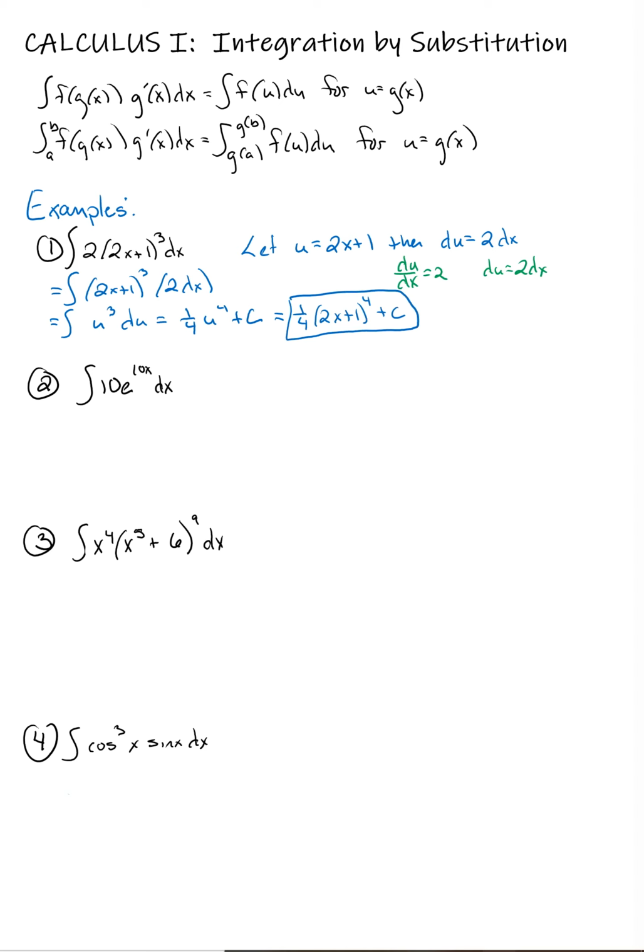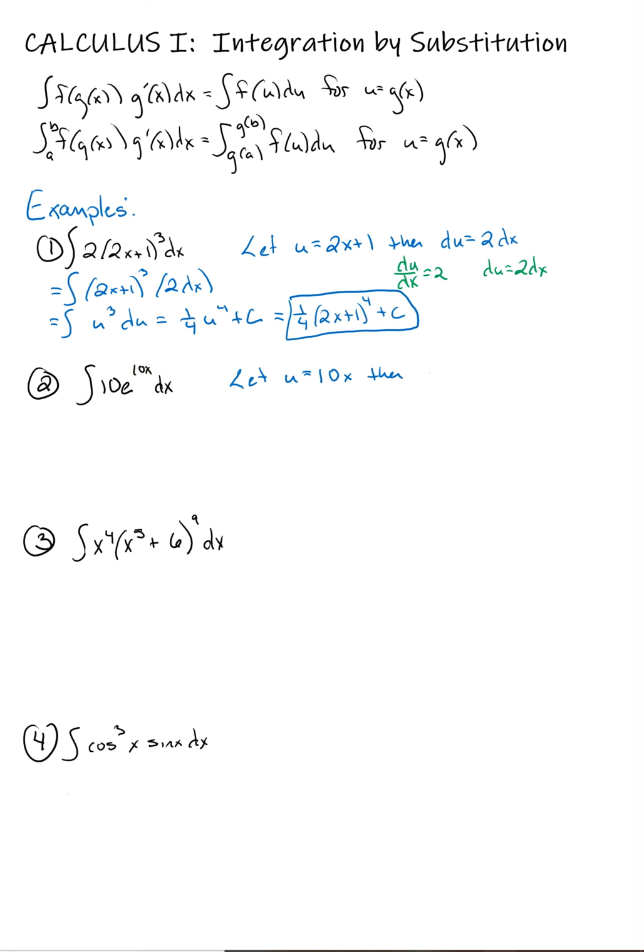And there we go. Let's take a look at the second example where we have the integral of 10e to the 10x dx. Again, we'll let u be the inside function. Now this one's a little more complicated to see. I have the e function, but notice inside that e function, the inside is the exponent, and that exponent is 10x. So we'll let u be 10x.